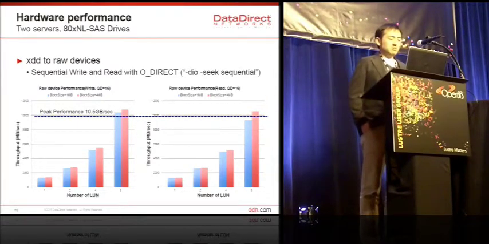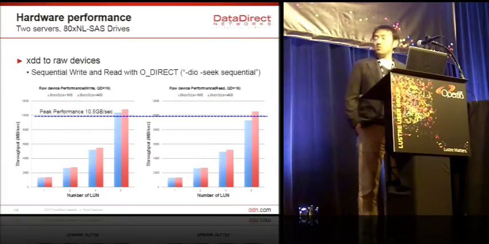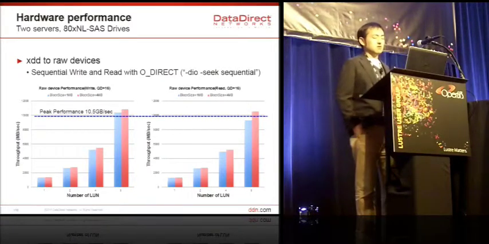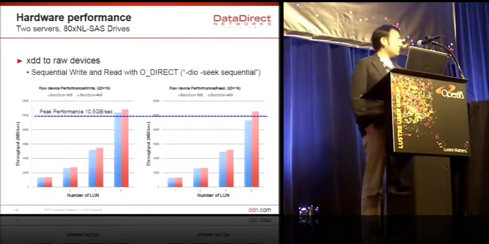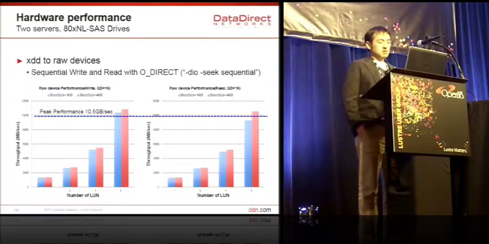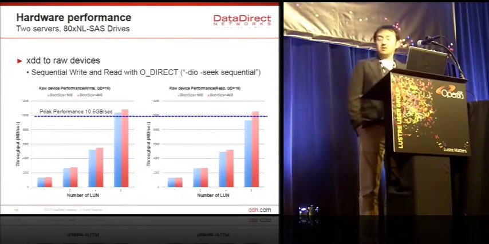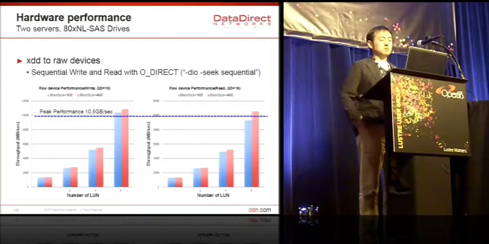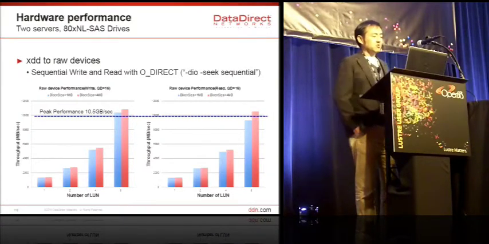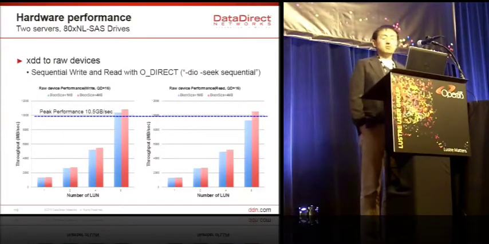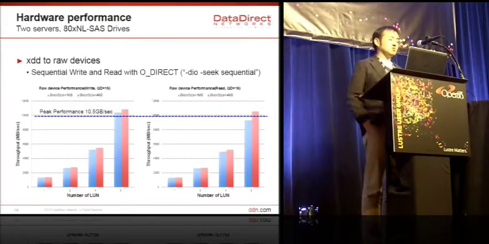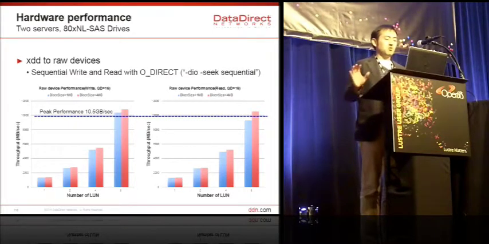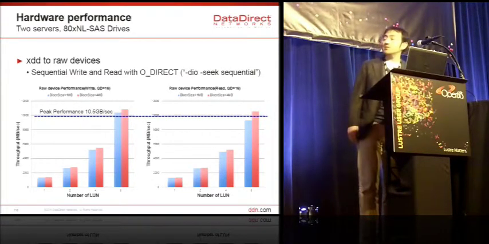The left side is the write performance, and the right side is the read performance. The blue bar is the 1 megabyte block size, and the red bar is the 4 megabyte block size. As you see, when the number of LUNs increases, we finally reach the maximum of 10.5 gigabytes per second for read and write. That is the peak performance of the hardware, the hero number of the hardware.